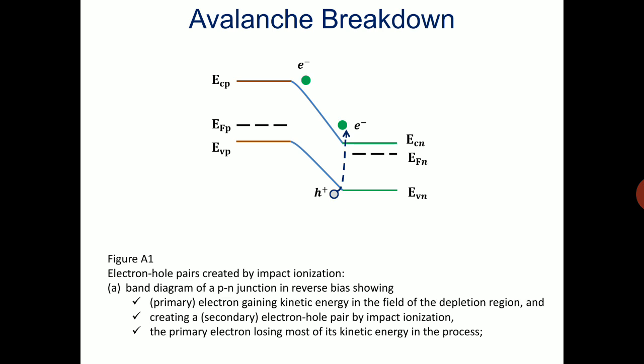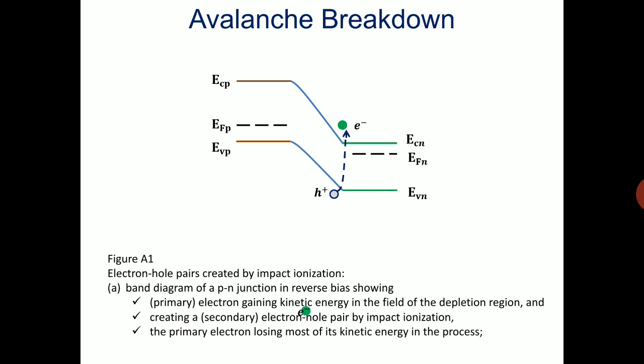We saw in the previous slide that, because of scattering and collision effects, the charge carriers gain some momentum, or get accelerated, and gain some kinetic energy and move. This is an electron-hole pair created by impact ionization, where the primary electron gained kinetic energy in the field of the depletion region and creates a secondary electron-hole pair by impact ionization. The primary electron loses most of its kinetic energy in the process.